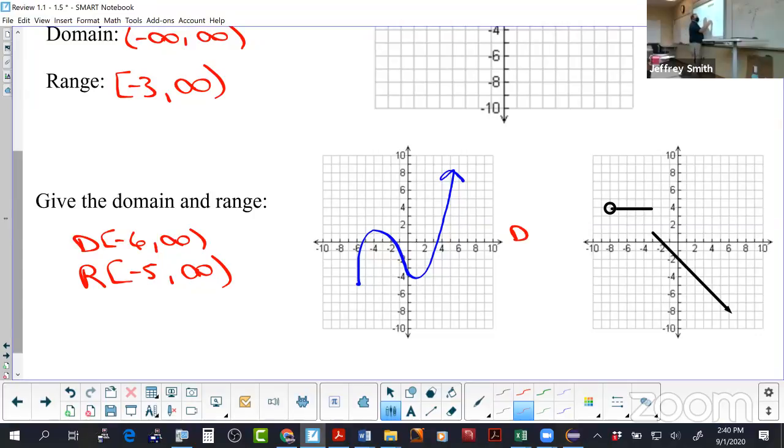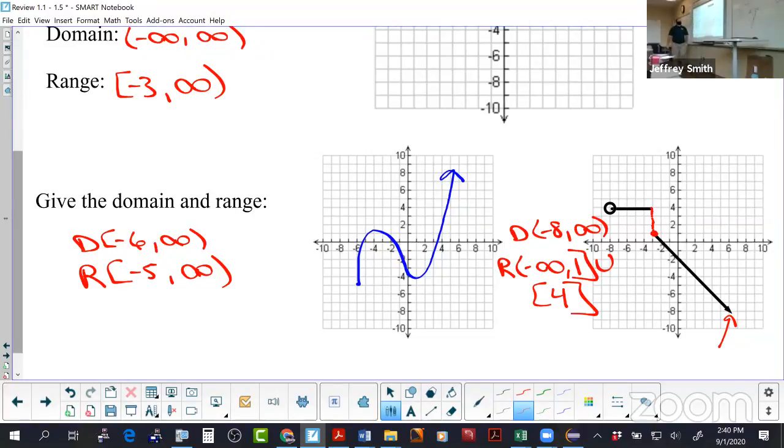Domain here is -8 to infinity because those line up. So it does cover, one stops at -3, the other starts at -3. I see that arrow there, so that's infinity. And then the range, we go from -infinity all the way up to 1. And then we also have 4 that's used as a y value.